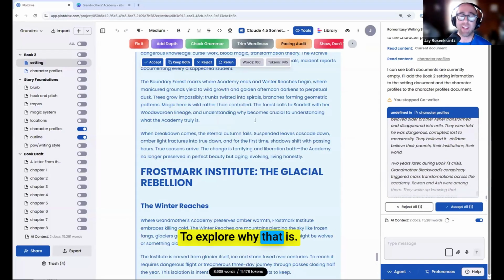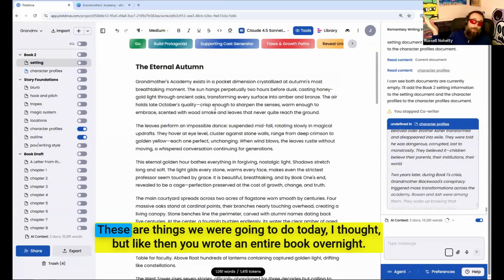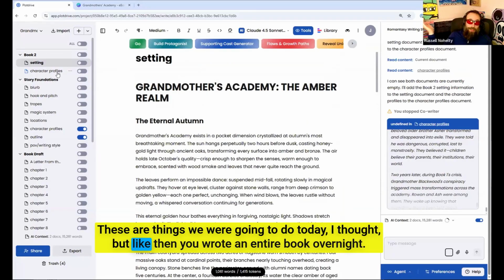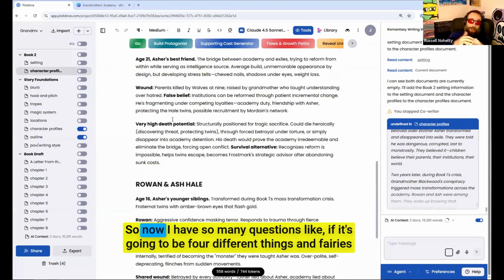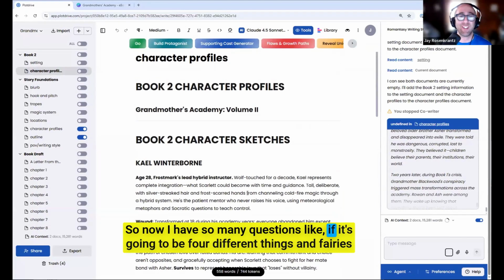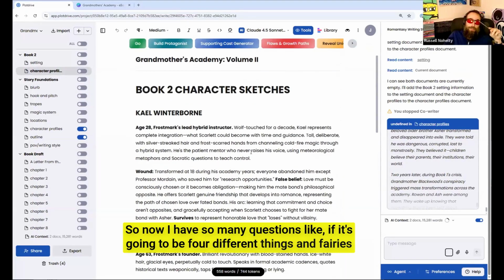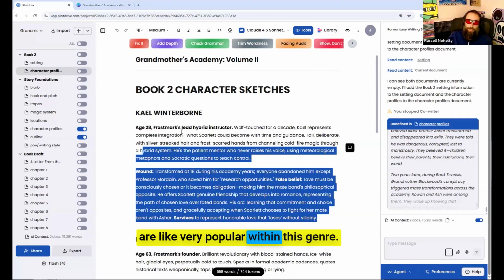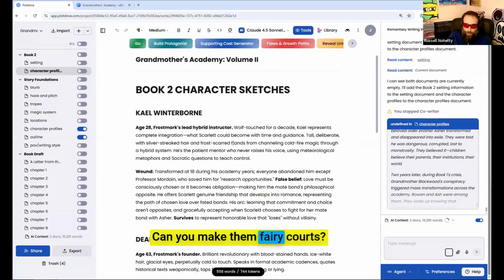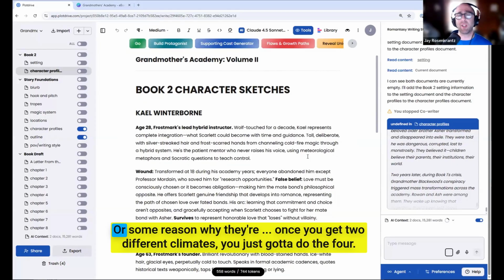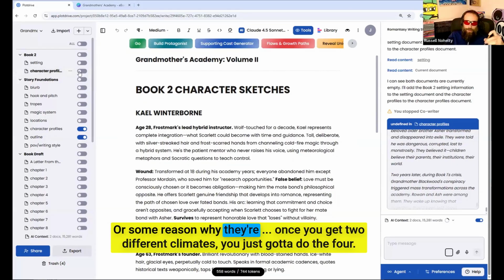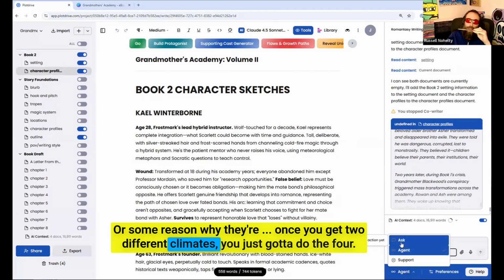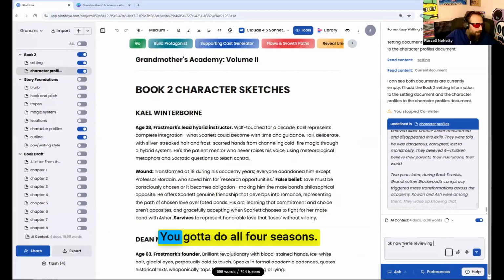To explore why that is, there's opportunity. This is things we were going to do today, I thought, but then you wrote an entire book overnight. So now I have so many questions. Like, if it's going to be four different things and fairies are very popular within this genre, can you make them fairy courts? Yeah, probably some could. Once you get two different climates, you just got to do all four seasons.